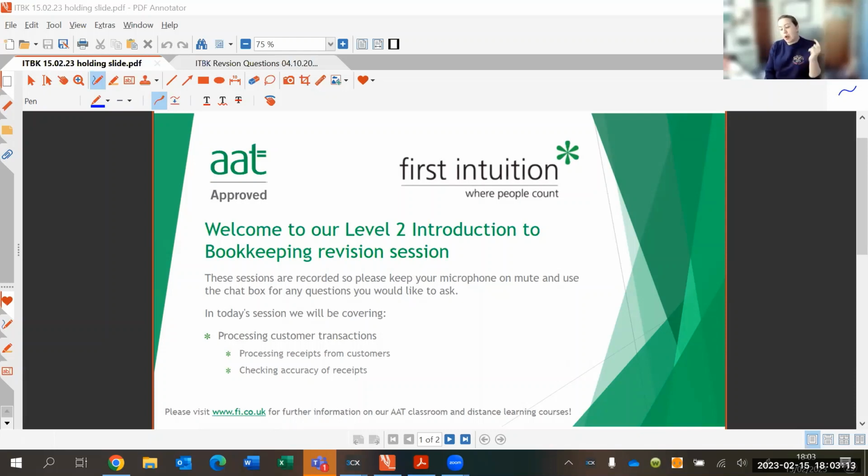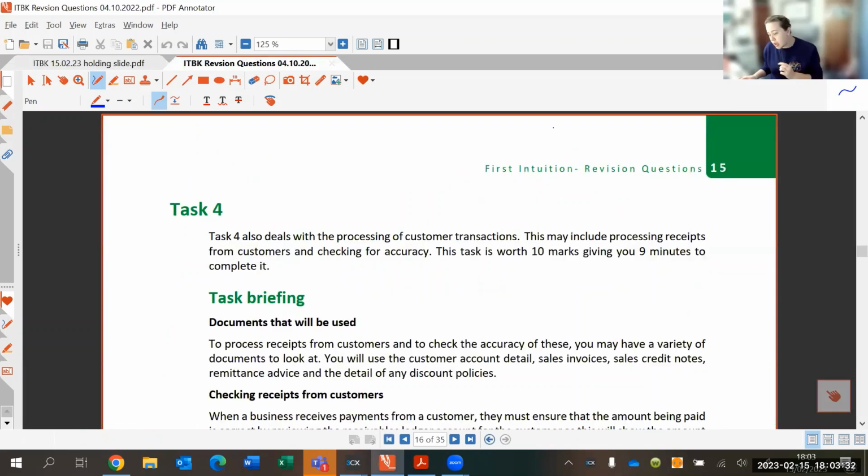So we're going to dive right into a little task briefing. There's not a lot on this because it's a very practical task, so it's not regurgitating information necessarily, they're physically doing the things, and you will need your calculator tonight. I've got mine. As we were saying, we are looking at processing of customer transactions, but now we're looking at processing receipts and checking for accuracy.